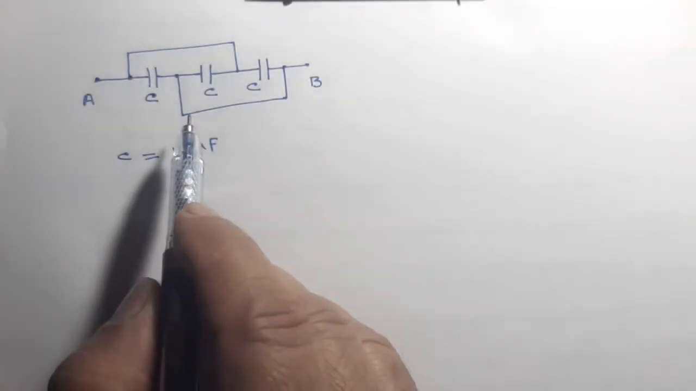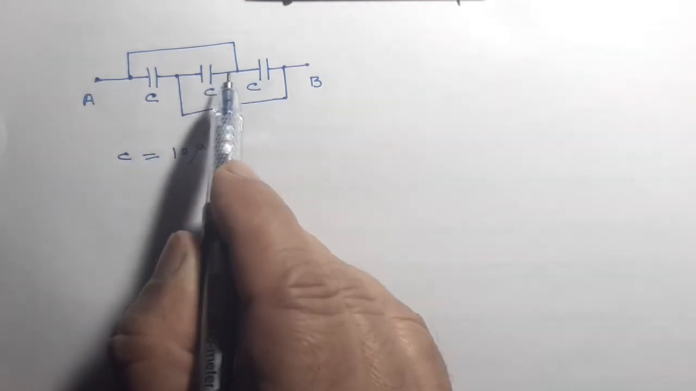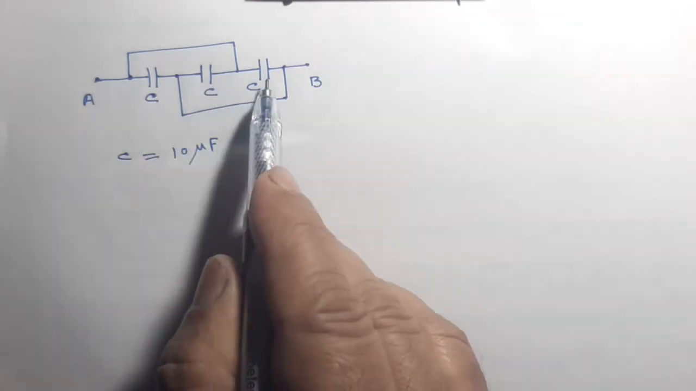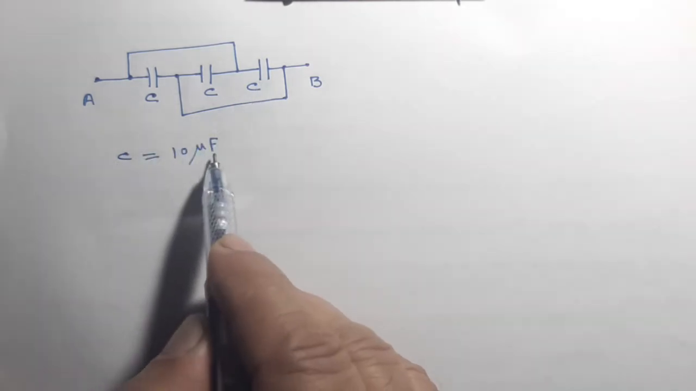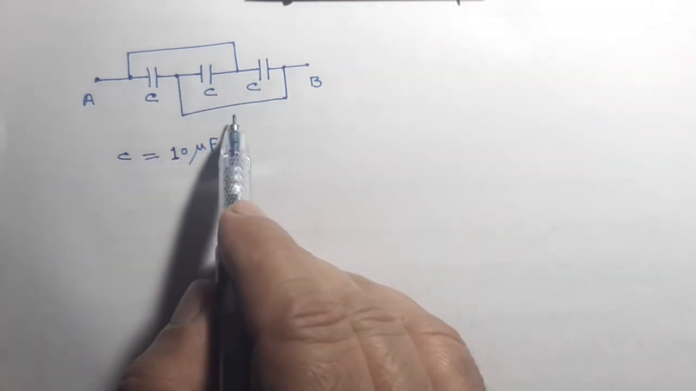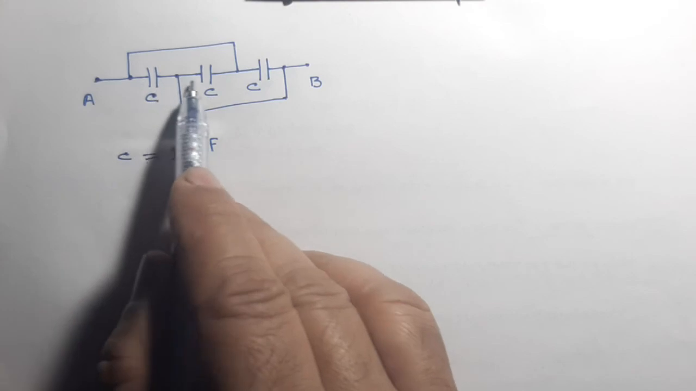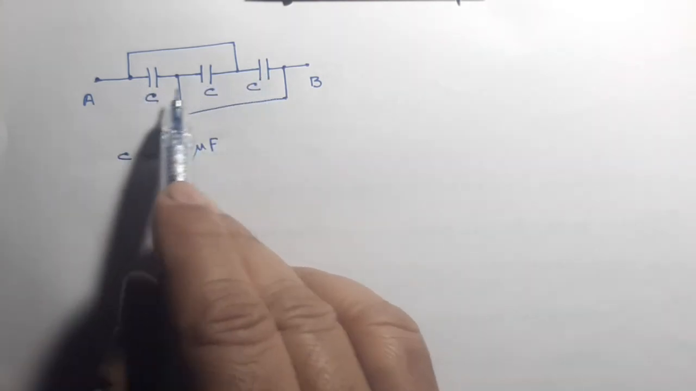Here we have to find the equivalent capacitance between points A and B. There are 3 capacitors here, and each capacitor is of 10 microfarad. So when we look at it for the first time, these 3 capacitors seem to be in series, but actually they are not in series.